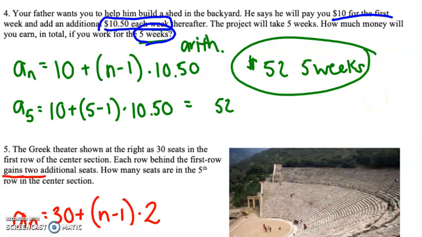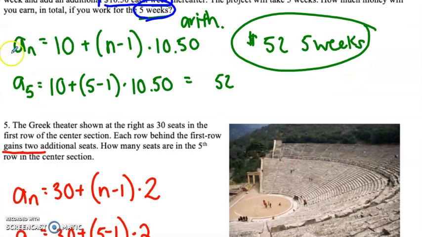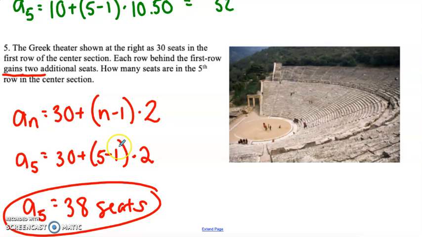All right, the last one over here, we've got a Greek theater. You should have gotten 38 seats were in that 5th row. Again, it was arithmetic because they were gaining, they were adding. So you've got 30 plus n minus 1 times 2 seats they were adding, for a total of 38 seats.